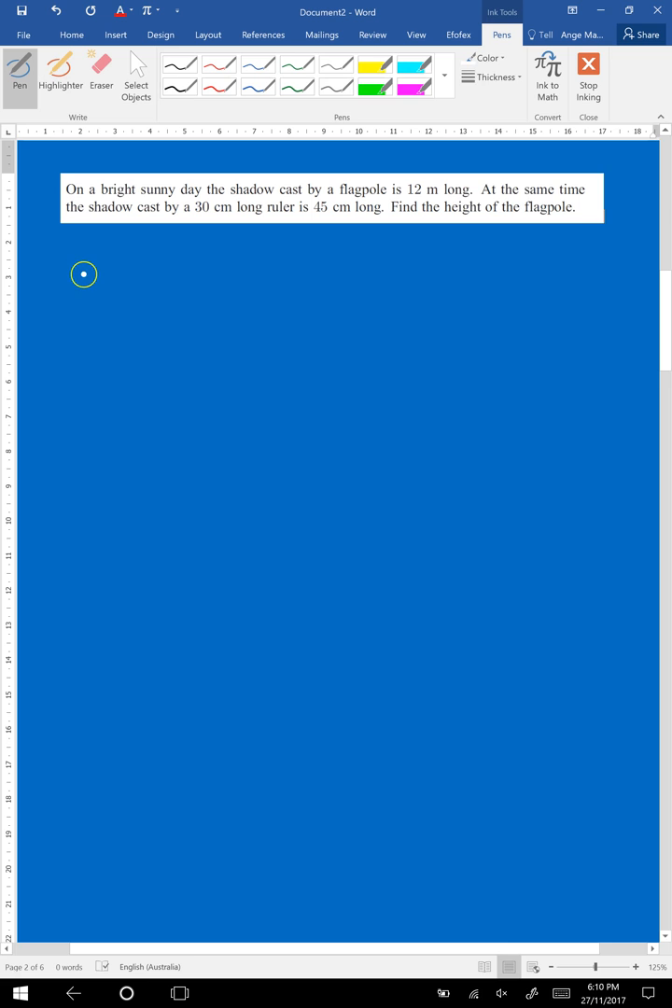The first thing we want to do is draw the flagpole. So you should use a ruler. Wow, that's not very straight on my behalf. And there we go. So we've got the shadow down here is 12 meters. And what else do we know?